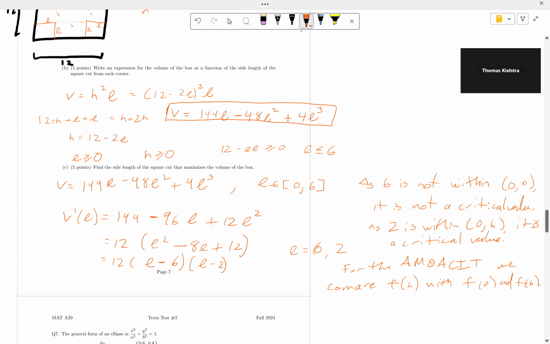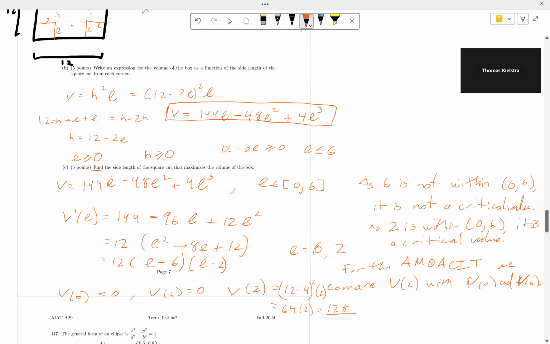We should write out those words, but I'm being a little bit lazy here. Here it's not F, it should be V. V of 0 equals 0. V of 6 equals 0. And V of 2 equals (12 minus 4) squared times 2, which equals 64 times 2, which equals 128. And that is the maximum volume.